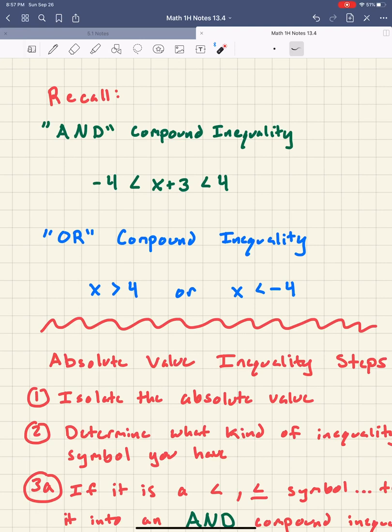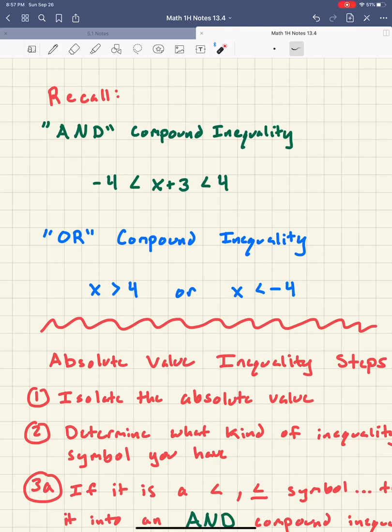Which brings me to our OR compound inequalities. And for these, remember, it's two separate inequalities. We have x is greater than 4 or x is less than negative 4. So a single number can either satisfy the inequality on the left or the inequality on the right, but not both of them. So these are our OR compound inequalities, and up here we have our AND compound inequalities where the expression is in the middle.